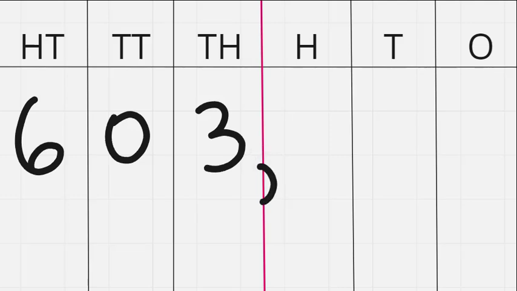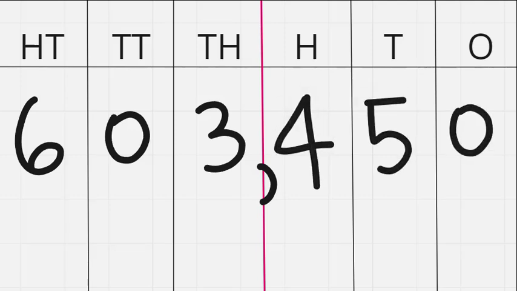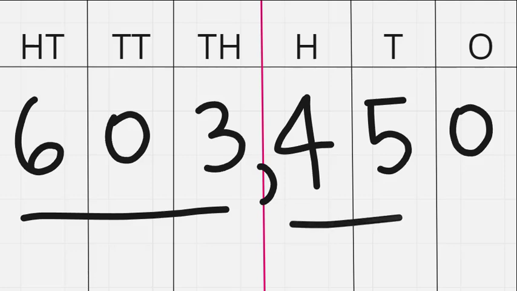The second part is 450. When we write 450, we'll write 450. Let's read this together. 603,450. Remember, when we hear 1,000, we put a comma. Check your work.